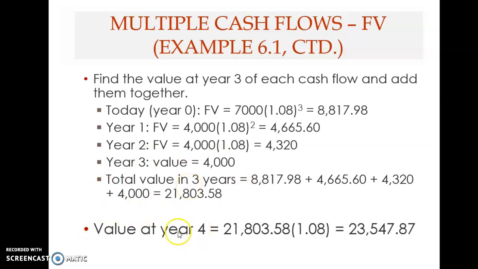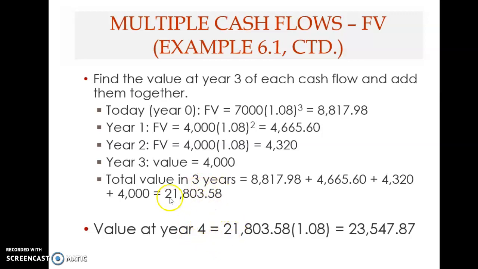Now the value at year 4, what do you do? You take this value, then you compound for another year at 8%. Because this is the sum that you will have at the end of year 3. So you want the value for year 4. This is your total savings in the account. Now this you would compound for another year from year 3 to year 4.